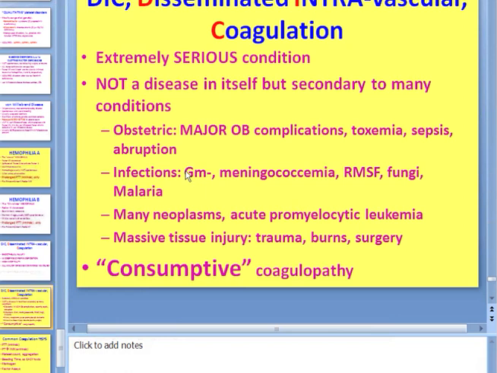We said it's popular in widespread infections, especially meningococcus, Rocky Mountain spotted fever, fungal infections, malaria. It's the major fear in extremely difficult OB complications of all types. It's the major fear in patients, not only with leukemias, but many widespread neoplasms. Any patient that's severely injured, trauma, burn, surgery, is going to have DIC. And that's why DIC has such a high mortality, because if you look at the conditions which predispose to it, they have a high mortality just by themselves, don't they?